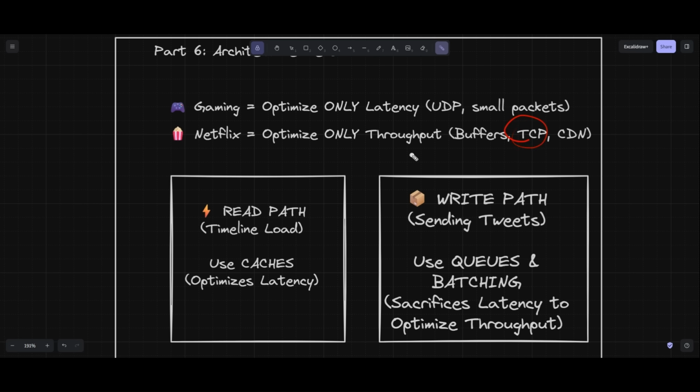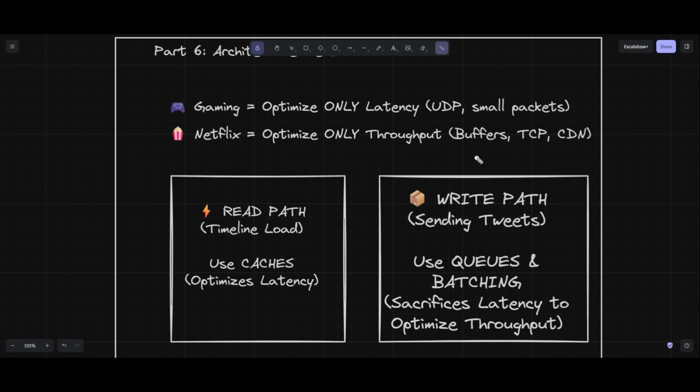Kafka is entirely built around this idea. You produce a message, Kafka waits to batch it up and then flushes it to disk. And so when you are designing a system, you have to ask yourself what actually matters for this specific product? What is the user experiencing?